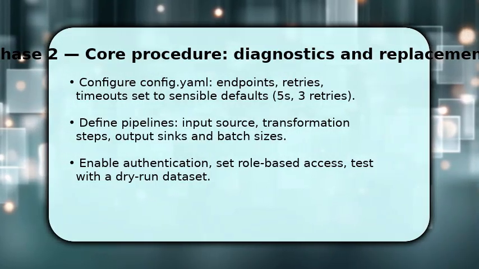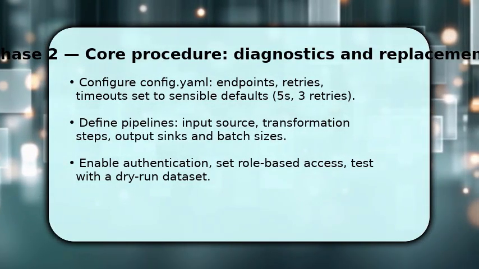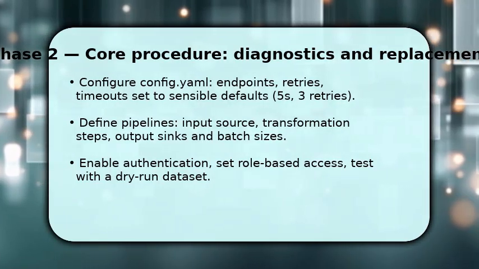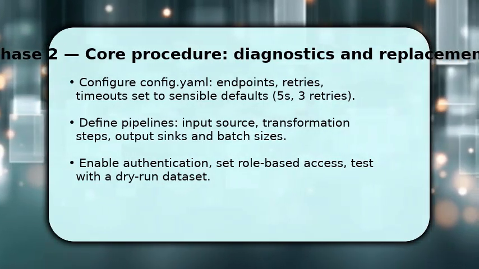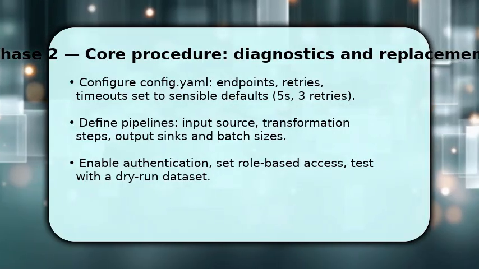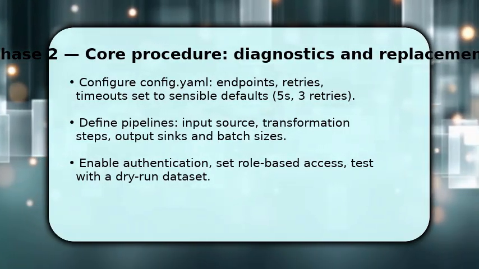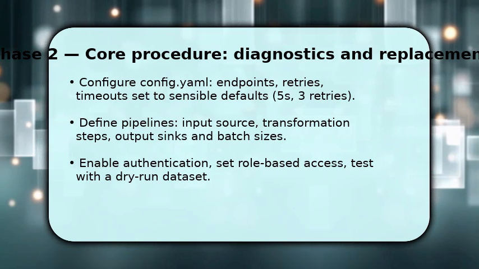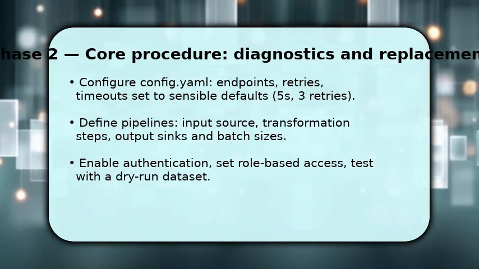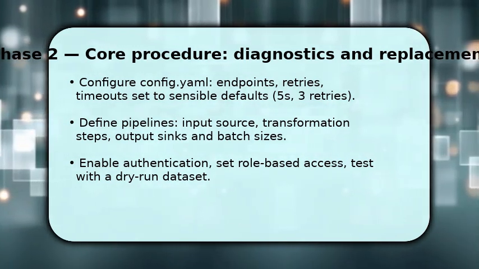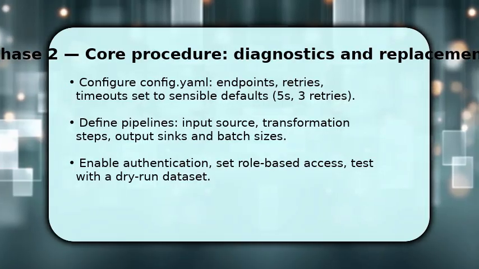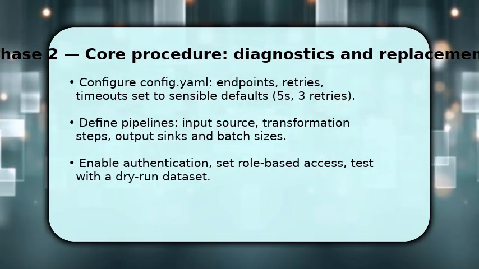Next, define your pipelines. Map input sources to transformations and output sinks, and choose batch sizes appropriate to memory limits. Make sure to enable authentication and role-based access so only authorized users can run heavy jobs. Finally, run a dry run against a small test dataset to validate the full execution path before processing real data.